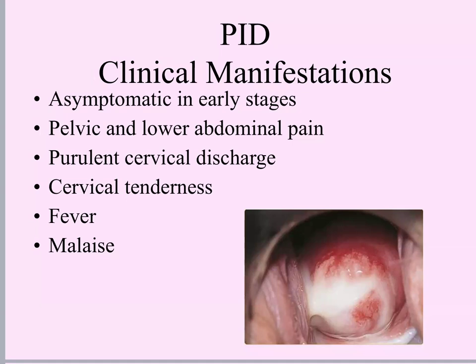Cervical tenderness. Typically, the cervix itself doesn't have a lot of nerve endings. It's not fun to have a pelvic exam or a Pap, but if the cervix is healthy and there's no infection, it shouldn't be extremely painful. With pelvic inflammatory disease, it is extremely tender, and somebody is very feverish and has malaise. So, almost a flu-like syndrome.